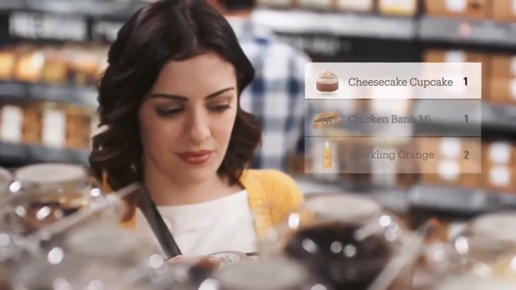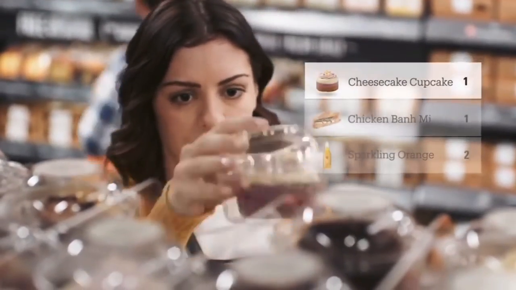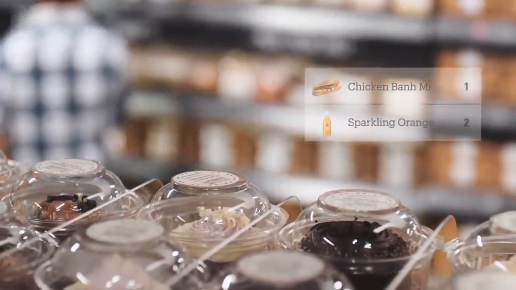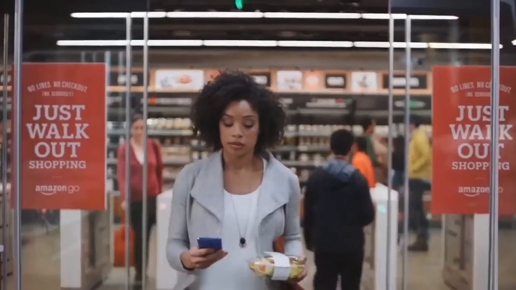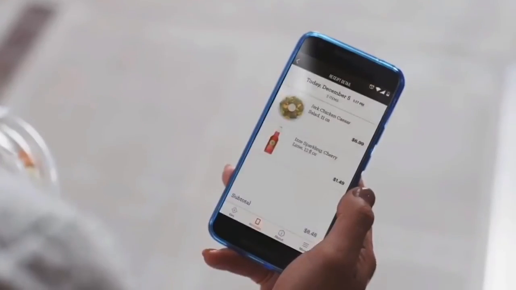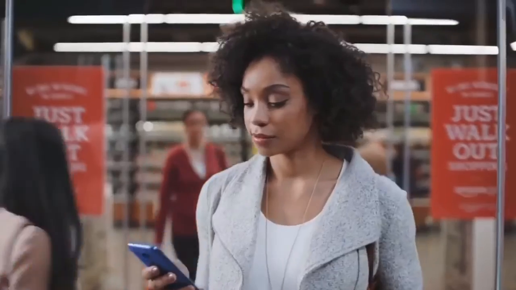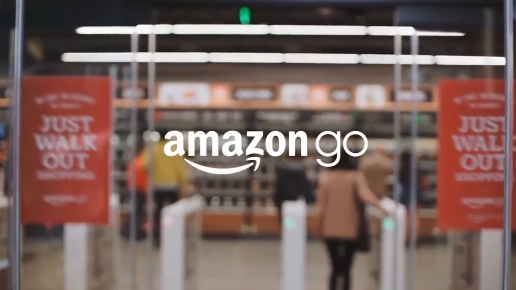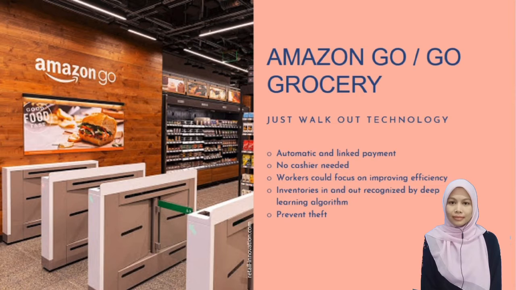All the products grabbed will be added to the customer's virtual shopping cart and removed when they put the product back. Then, the bill and list of goods purchased will appear on the customer's Amazon Go account as soon as they leave the premises. This technology not only eases the customer's shopping process but also gives many benefits to Amazon.